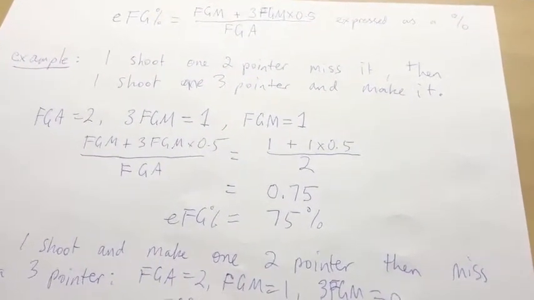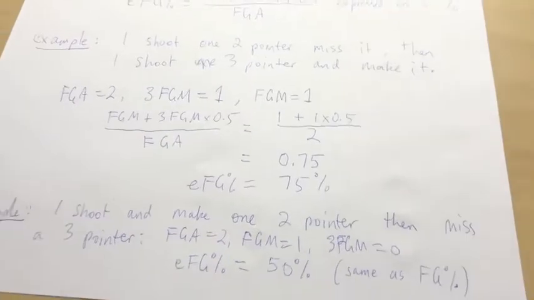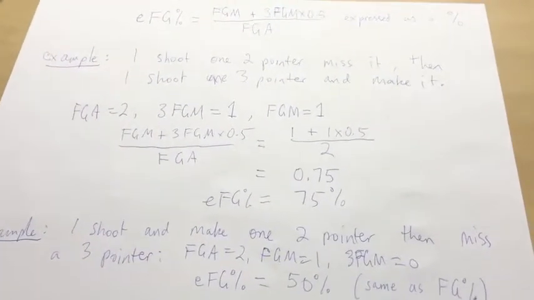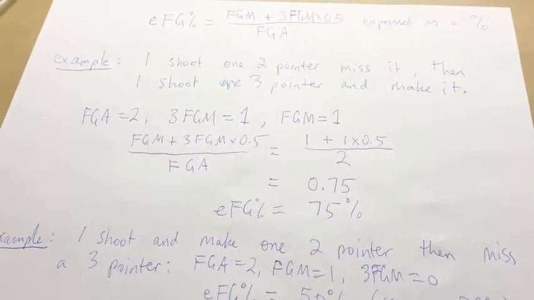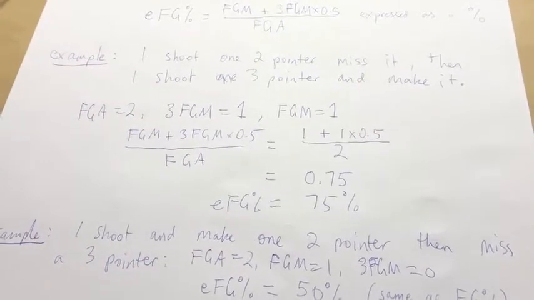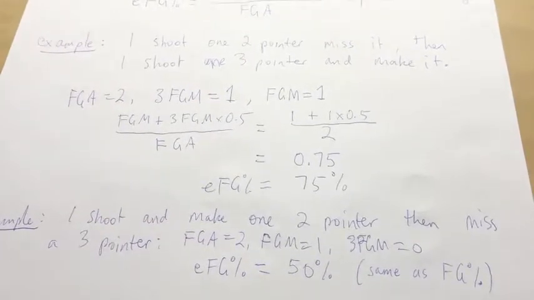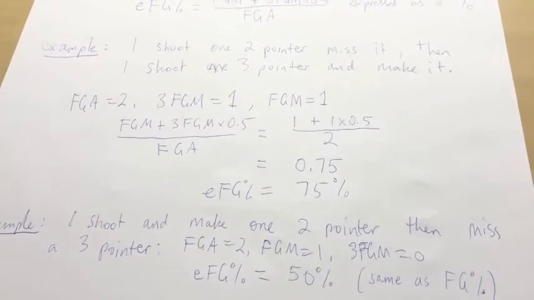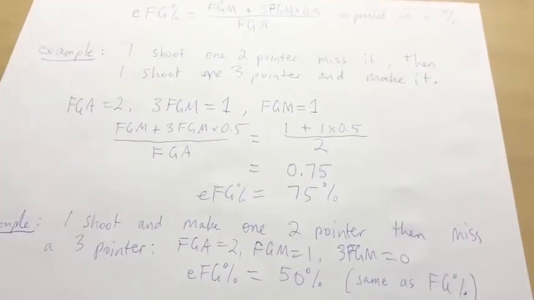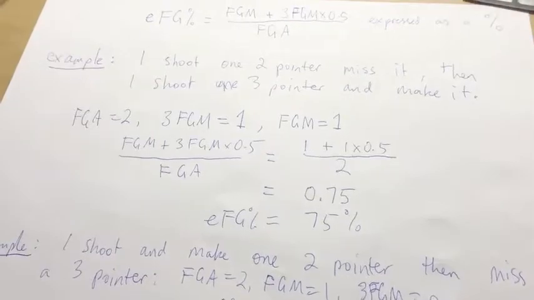If you make a lot of threes, it's actually possible to get an effective field goal percentage bigger than 100%, right? Because if you just make 1 shot and 1 three, you'll have a 150% effective field goal percentage, because getting 2 points every shot is 100% field goal percentage, and if you get more than that, you'll get more than 100%. So there's some funny situations that can come up.